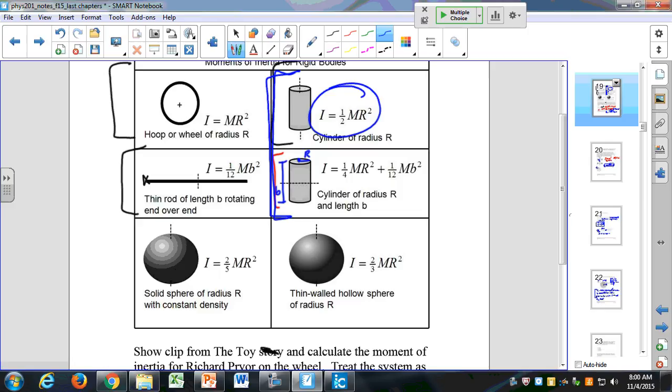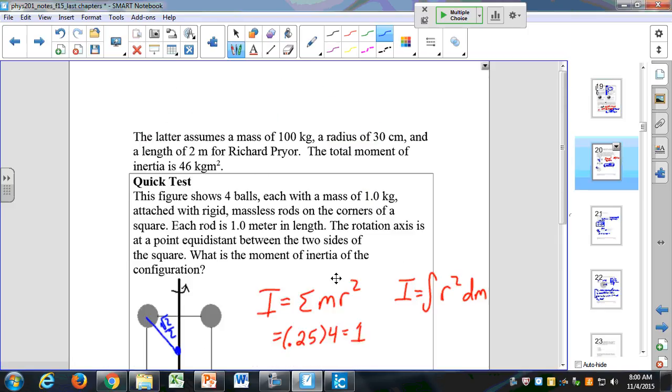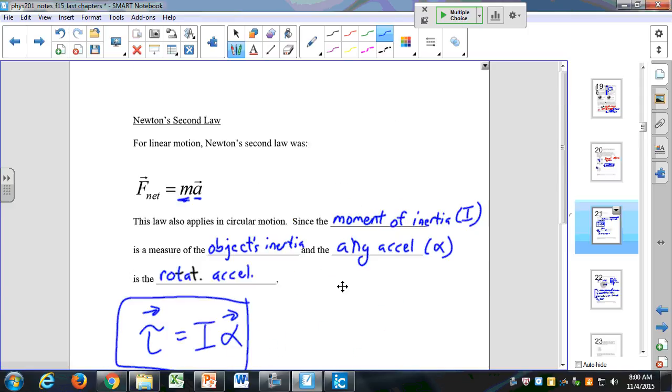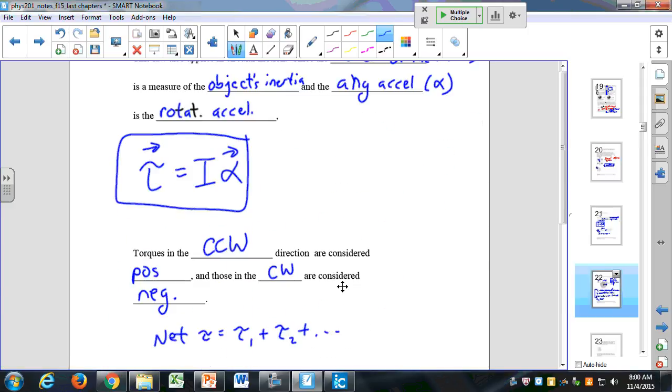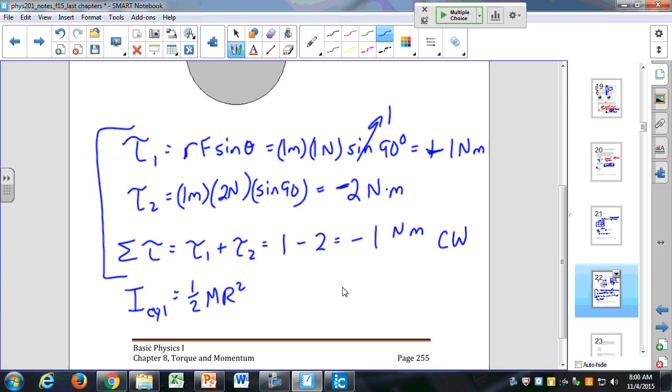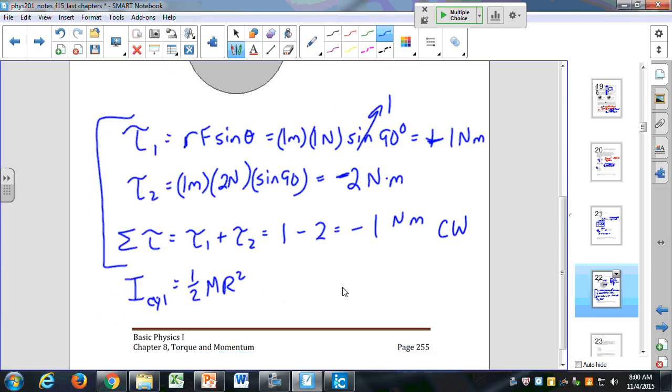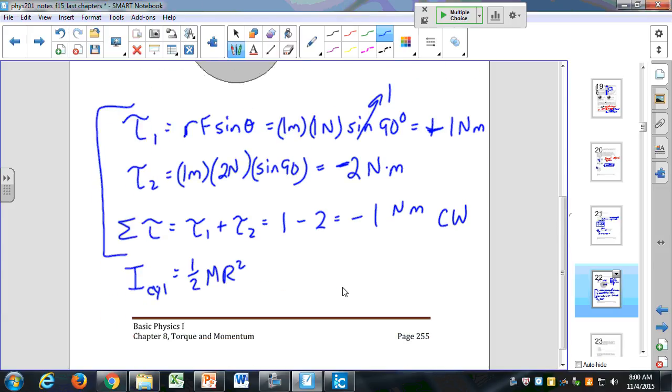So our cylinder has a moment of inertia of 1/2 mr squared. Mass was 1, radius was 1. So this is 1/2 times 1 times 1. So it's 1/2 kilogram meter squared.